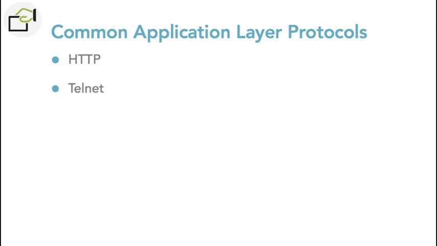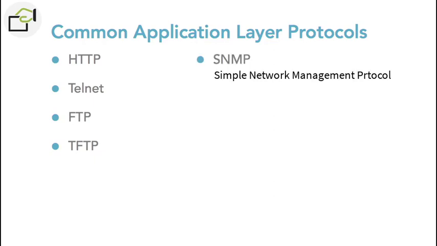Another common application layer protocol is FTP, or File Transfer Protocol. This is a protocol that is used to move large files across a network. Another protocol is the TFTP protocol, which is the Trivial File Transfer Protocol. This protocol basically does the same thing as the FTP protocol. The main difference is that the FTP protocol has error checking and acknowledgments built into it that the TFTP protocol does not have. Next, we have the Simple Network Management Protocol.